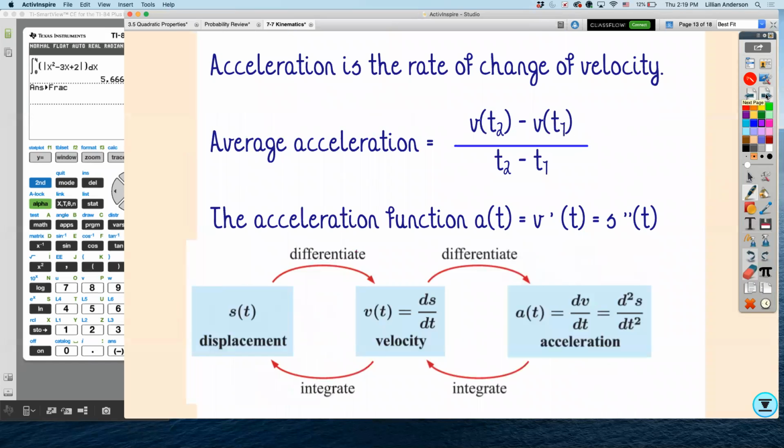All right, acceleration, the last little bit. That is the change of velocity. It is the antiderivative. No, it's not. It is the derivative of velocity. Second derivative of displacement, first derivative of velocity. Of course, you can have average acceleration. It's similar to old school slope, except using velocity. And of course, the acceleration function is the first derivative of velocity, second derivative of displacement.